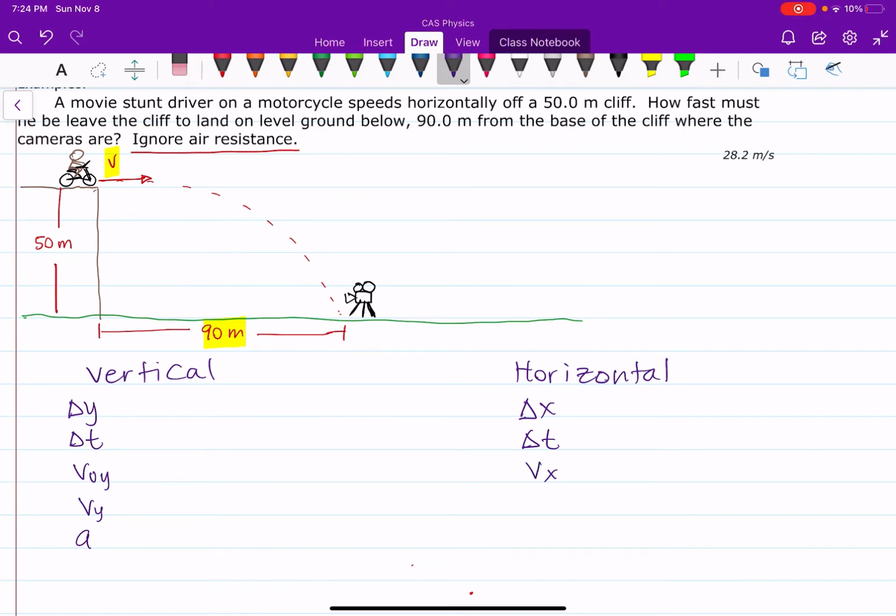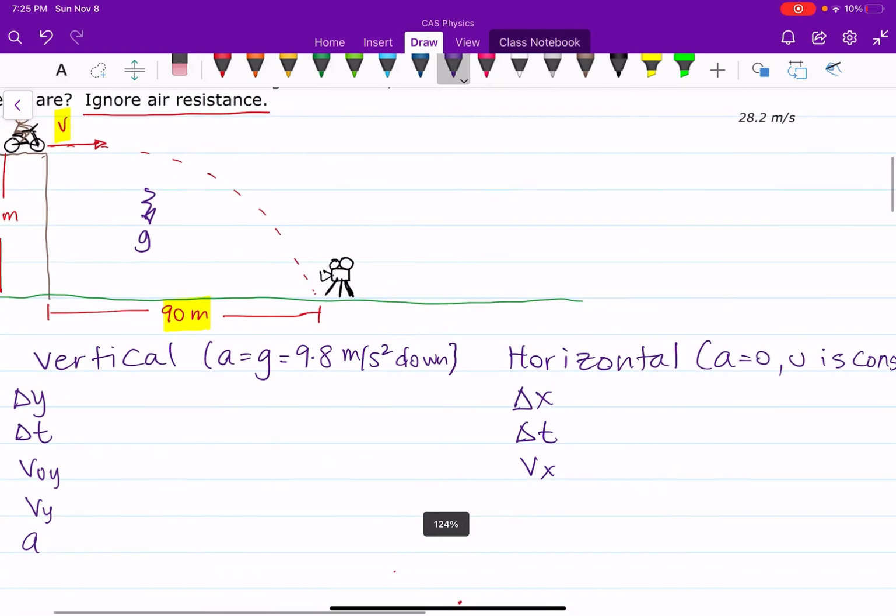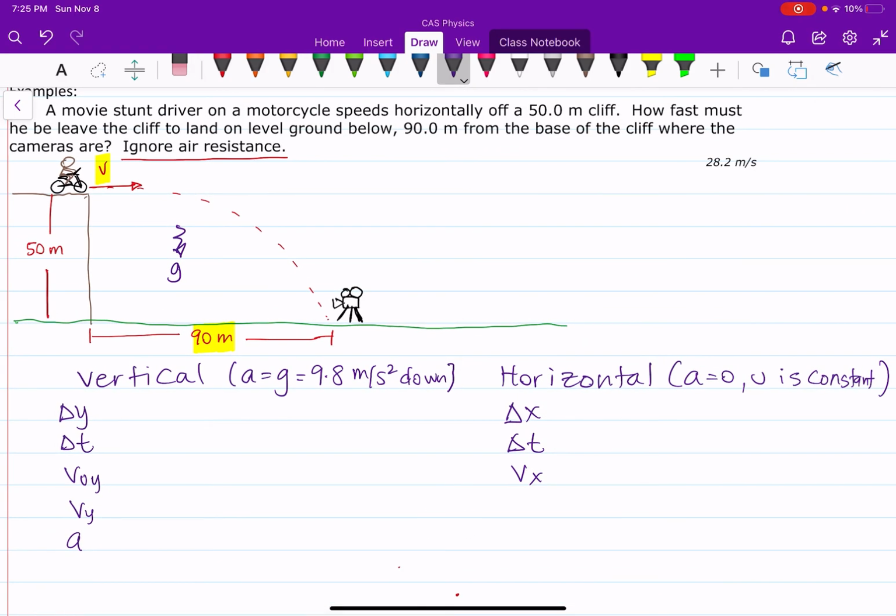And if you'll recall, the reason I have 5 variables on the vertical side and 3 on the horizontal side is because vertically we know that the acceleration is the acceleration due to gravity, which is 9.8 meters per second squared down, right? And I can draw that here. There's my g, and it's down. And horizontally, a equals 0, which means v is a constant, right? So v is a constant, and we're not going to have to worry about acceleration in the horizontal direction.